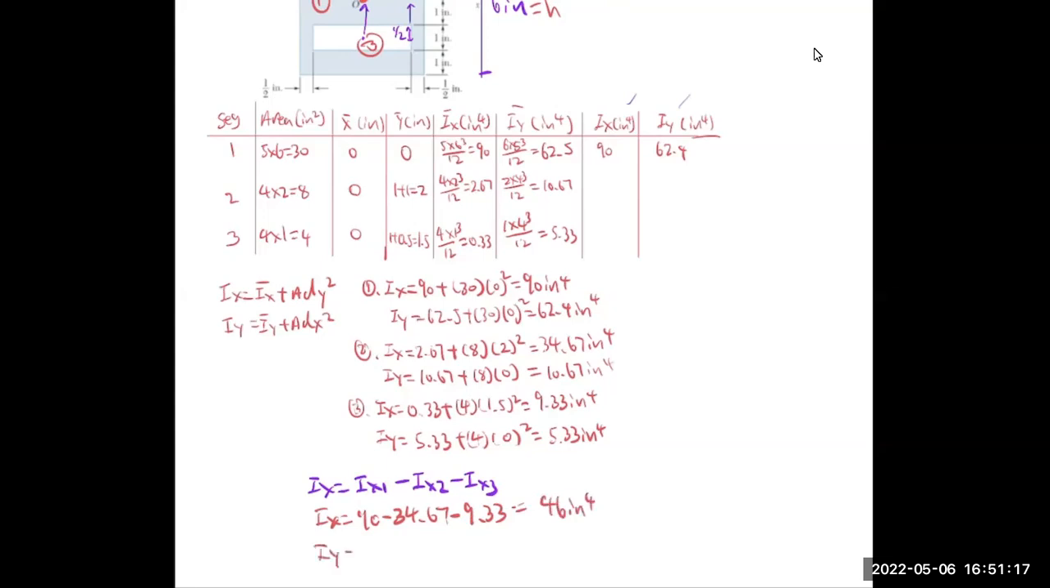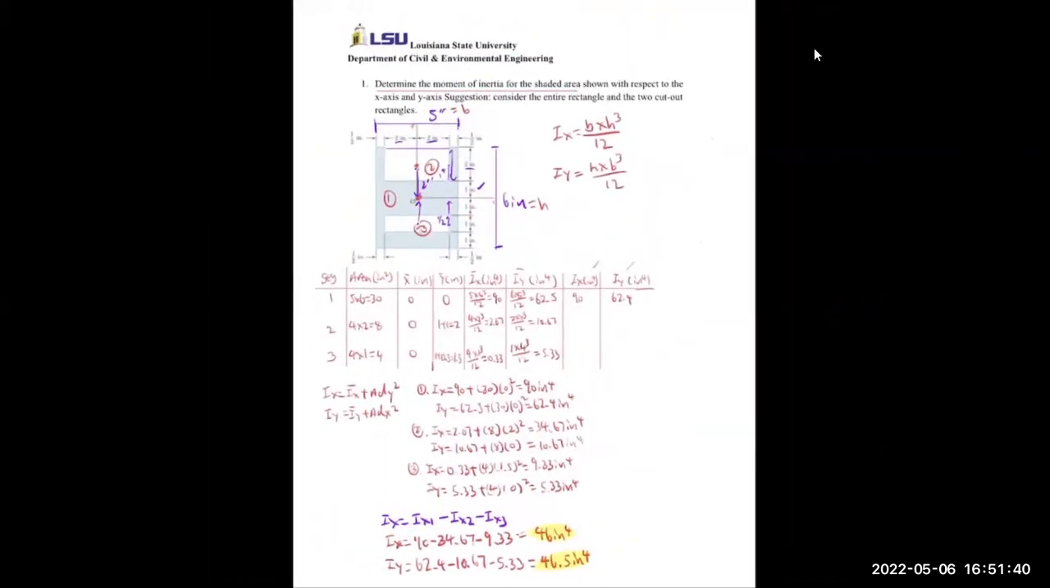Same thing for Iy, so 62.4 minus 10.67 minus 5.33. I'm going to get 46.5 inch to the fourth. Okay, all right, guys. So that's all for problem number 1. I'll see you guys in problem number 2.